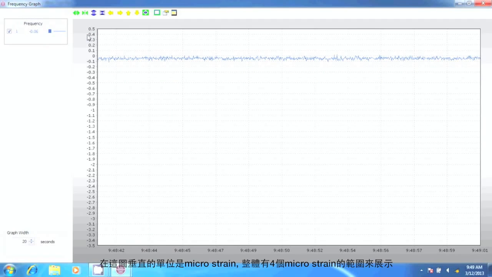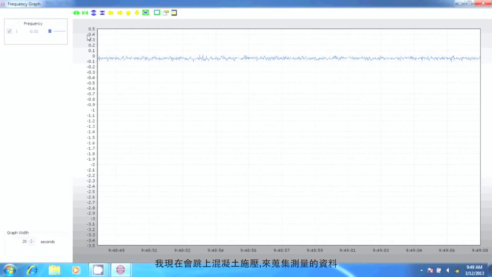The vertical units on this graph are in microstrain, and the graph is scaled to show 4 microstrain overall. I will now stand on the pillar and jump several times and collect the data.